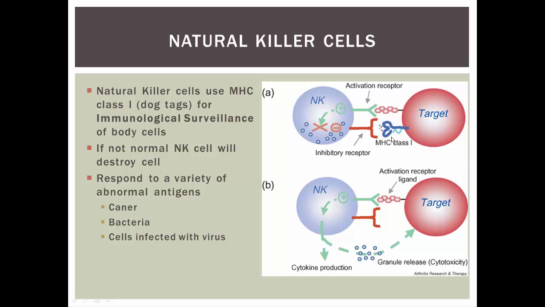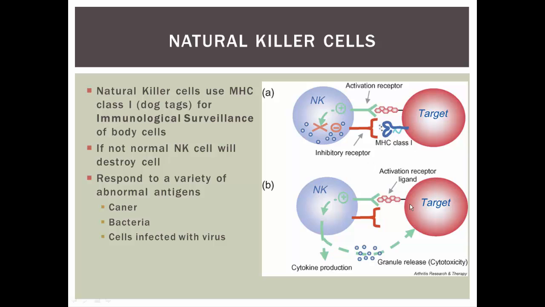So we need to inhibit it. We need to stop the natural killer cell from killing normal cells, and we use the dog tags, the MHC Class 1s, as a way to say, hey, don't kill me, I'm good. So this binding of the MHC Class 1 with a receptor inhibits the natural killer cell from wanting to kill this cell. So since we have an activation receptor and an MHC Class 1, that MHC Class 1 inhibits or counteracts the activation one, and the natural killer cells go, oh, okay, you're normal, I'll leave you alone.